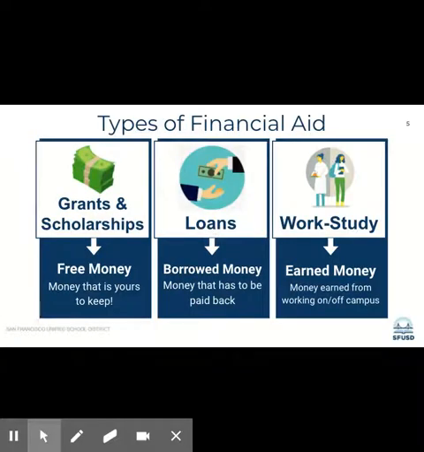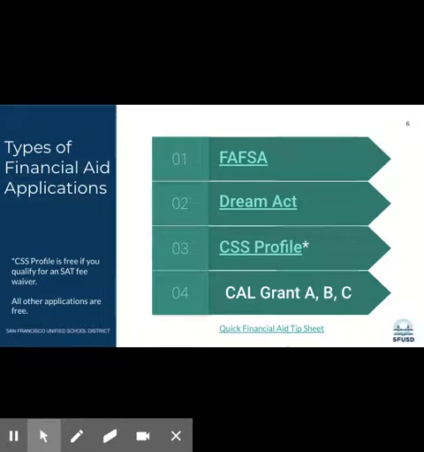There are different types of financial aid. There's free money, also known as grants and scholarships, which is money given to you by the government or by private organizations that does not need to be given back. There is borrowed money, also known as loans, which if you choose to receive it, will need to be repaid. And there's earned money, also known as work study, which is money you can earn towards your college fees by working on campus.